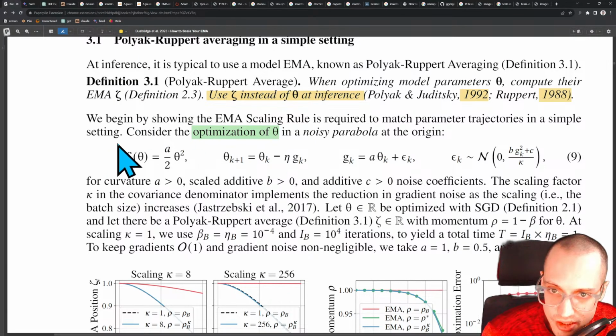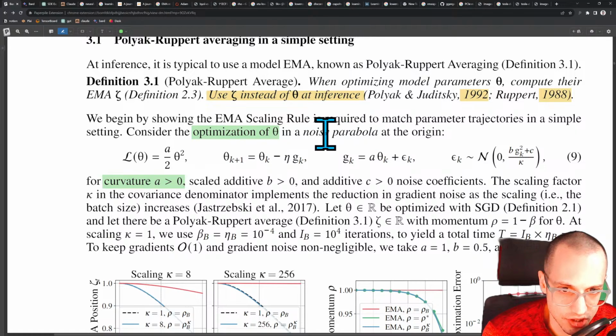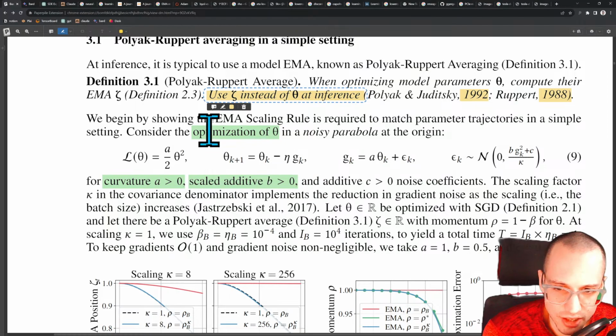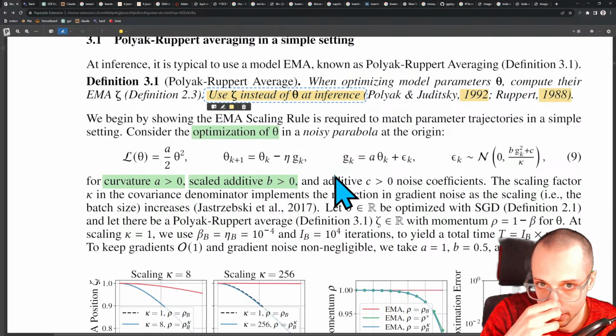So you have your loss function, with respect to the model parameters. You have some A here. A greater than 0 is some curvature, which is describing this parabola, and you have some scaled additive B. Okay, so they're kind of just making up some equation here.